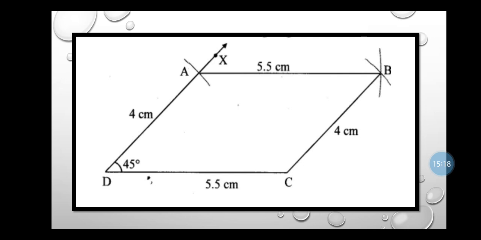You will join points A and B. That will be 5.5 centimeters. Therefore, quadrilateral ABCD is the required parallelogram. Please write the final answer.